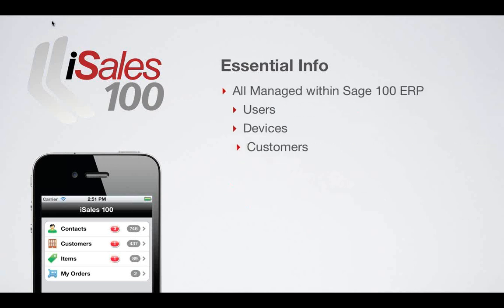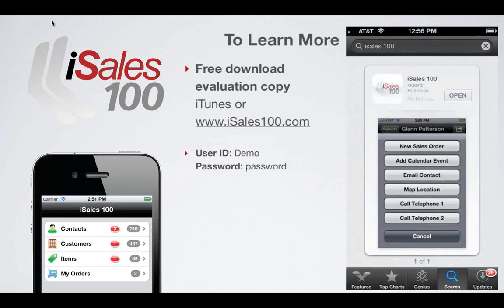And what else? All managed within Sage 100 ERP. We did this to increase the likelihood that people will actually use it. So users, devices, customers, items, security events. We built it into role maintenance to lock down certain things for you as well. And then lastly, to learn more about iSales 100 from your phone, your iPad, or your iPod Touch, just go to the App Store, search on iSales 100, and you can download it to the device. You'll automatically have the path. You can use user ID of demo, password of password.